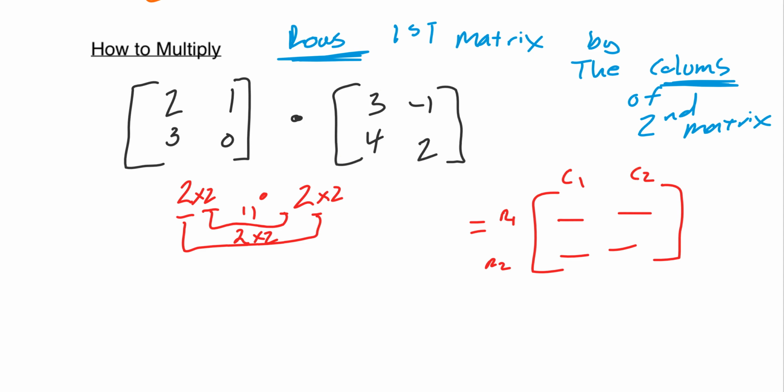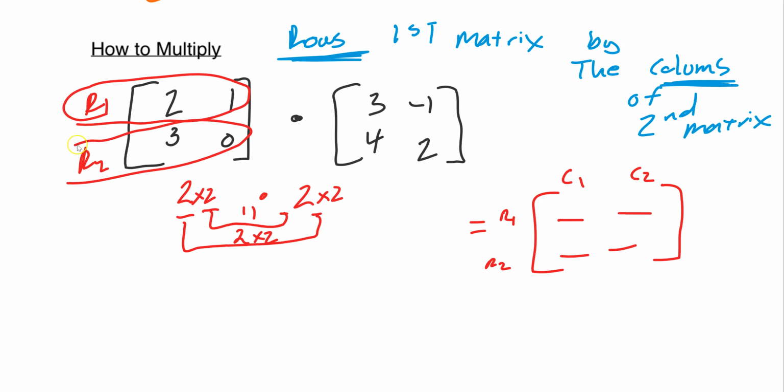Okay, so let's multiply this. Remember what I said, it's rows of the first one. So here's row 1. Here's row 2. Times the columns of the second one. Here's column 1. Here's column 2.